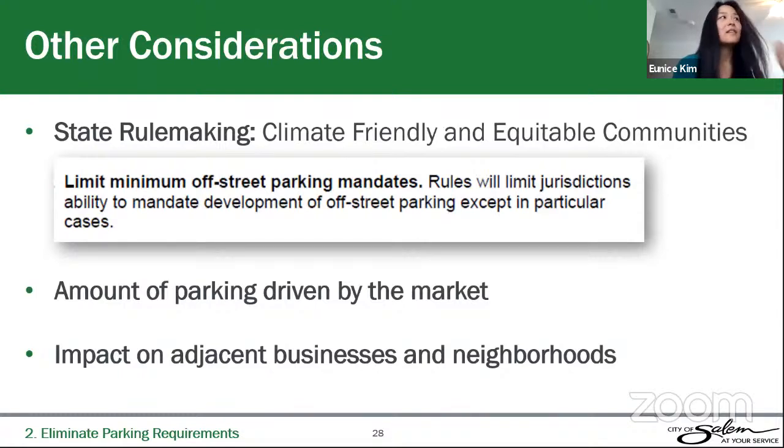So other things to consider, there is rulemaking going on related to climate, the climate friendly and equitable communities work that's happening right now at the state level. One of the things that they may come down as a requirement to us is to actually limit off-street parking mandates. We don't know what that's going to look like right now. Maybe by fall, end of year, we'll have a better sense of what the requirement from the state will be. So this may already just be happening to us at some point.